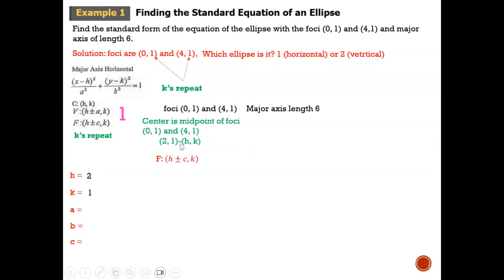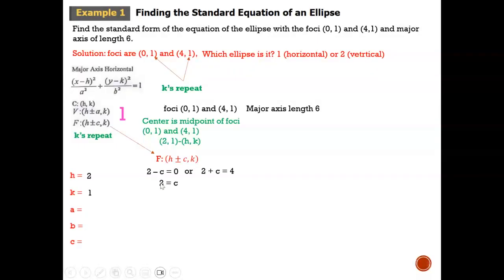Now also, guys, now that we have the foci, I'm going to find my C. So it's going to be H plus or minus C, K. If it's minus, it's going to be the smallest X value of the foci. If it's plus, it's going to be the larger value of the foci. You don't have to do both of them. You only do one. But here, guys, I'm going to do both of them just to show you that you get the same answer for C.